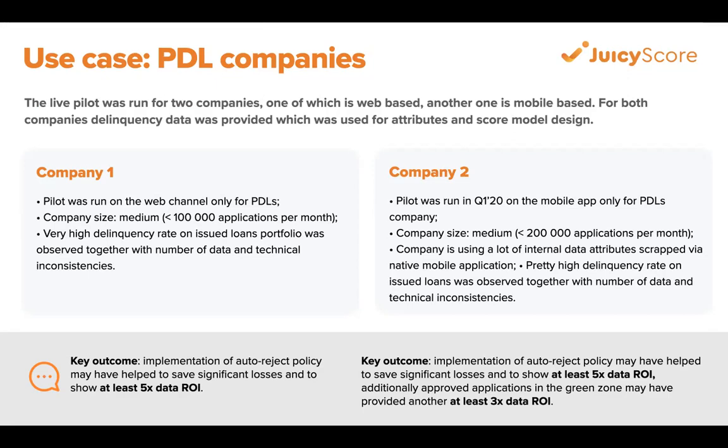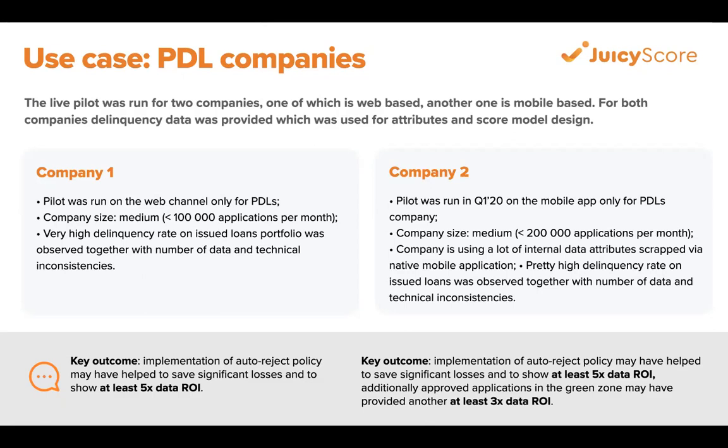Moving on to the second company, the pilot was run in Q1 2020 on the mobile application only for a PDL company. The company size was also medium, with less than 200,000 applications on a monthly basis. The company is using a lot of internal data attributes scraped via the native mobile application. It has a very high delinquency rate on issued loans, observed together with a number of data and technical inconsistencies.